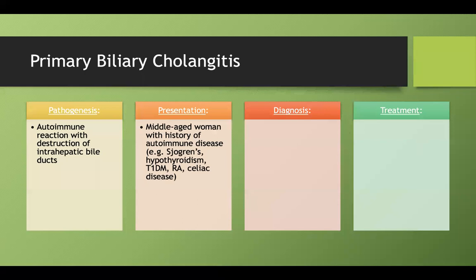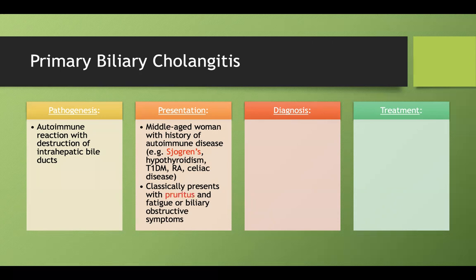Classically, you're going to see this, and especially on tests, they always give it as a middle-aged woman with a history of some sort of autoimmune disease. So whether that's Sjogren's, hypothyroidism, type 1 diabetes, RA, celiac, it'll almost always be in a middle-aged woman with some sort of autoimmune history. It's classically associated with Sjogren's, but on tests, any of these are possible. And this middle-aged woman will usually present with really bad pruritus, intractable itching. It could present with fatigue as well, and biliary obstructive symptoms like jaundice.